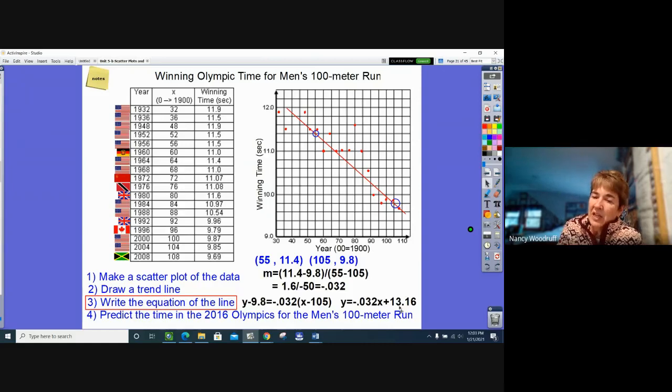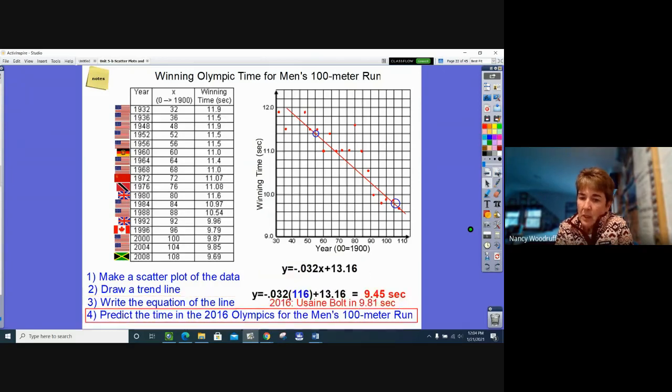So basically, if we now use this, we can make a, quote, prediction, but of course this has already happened, to see what would have happened in 2016. We're going to put that in, and then I Googled it to see what really happened. To put the number in for X, which would be our years after 1900, so 2000 would be 100 years, this would be 116. So you're going to let X equal 116. And I would get 9.45 seconds.